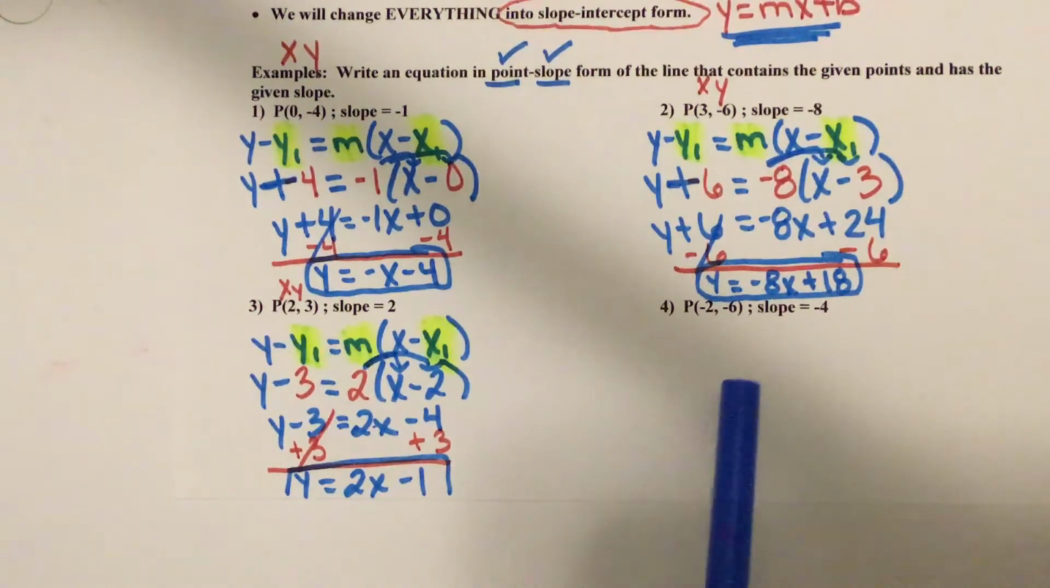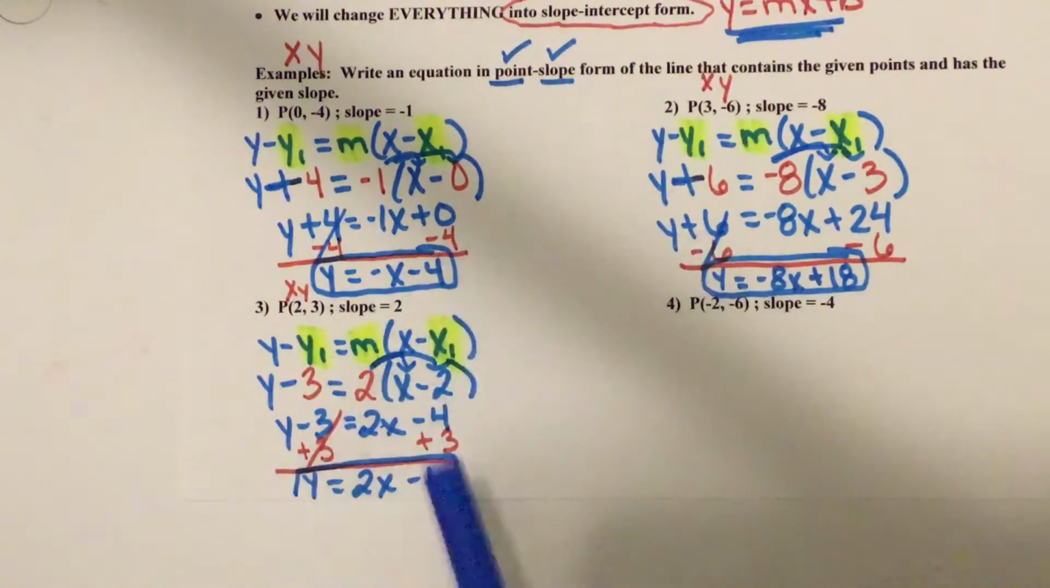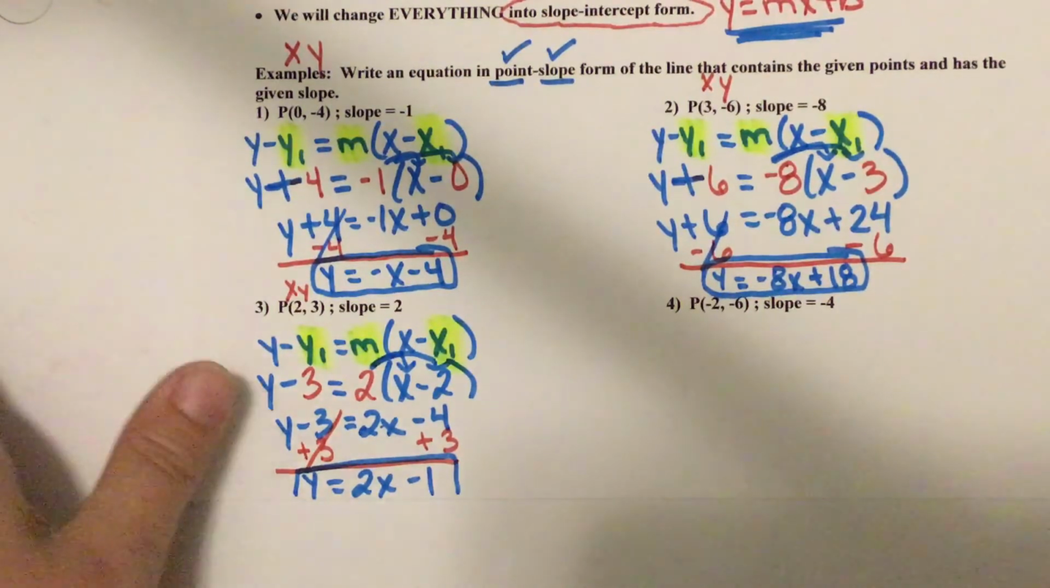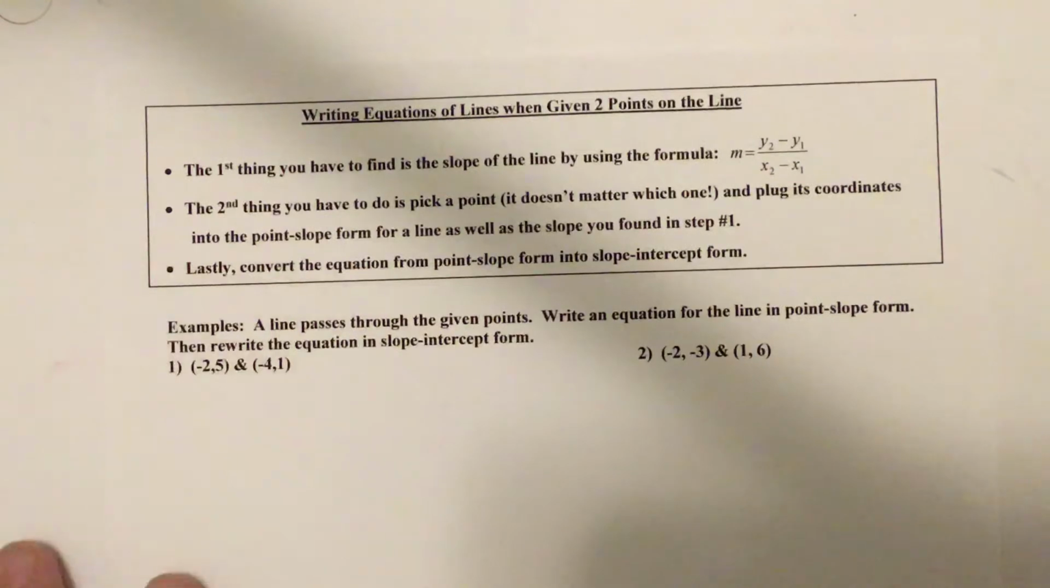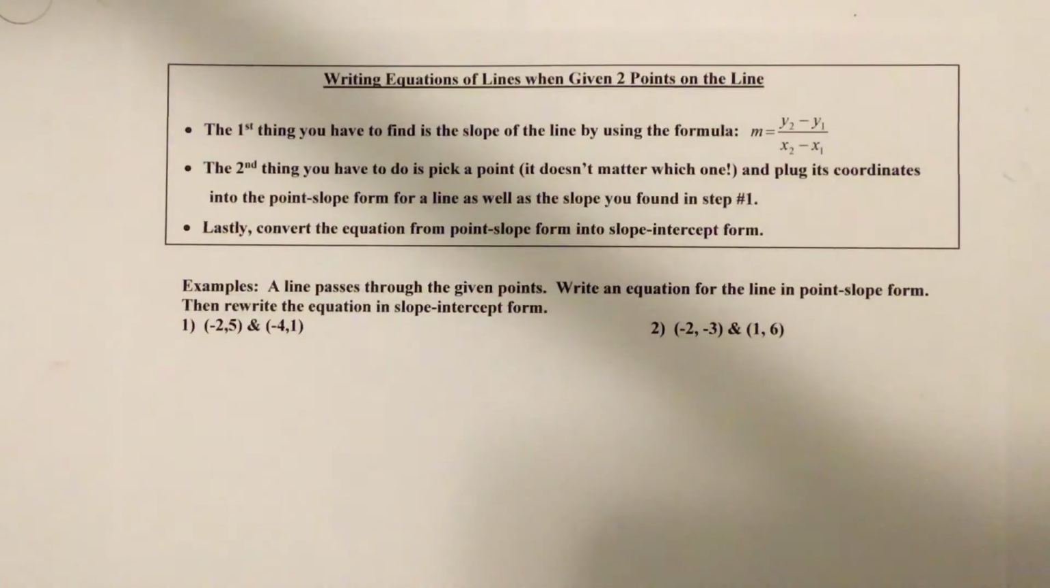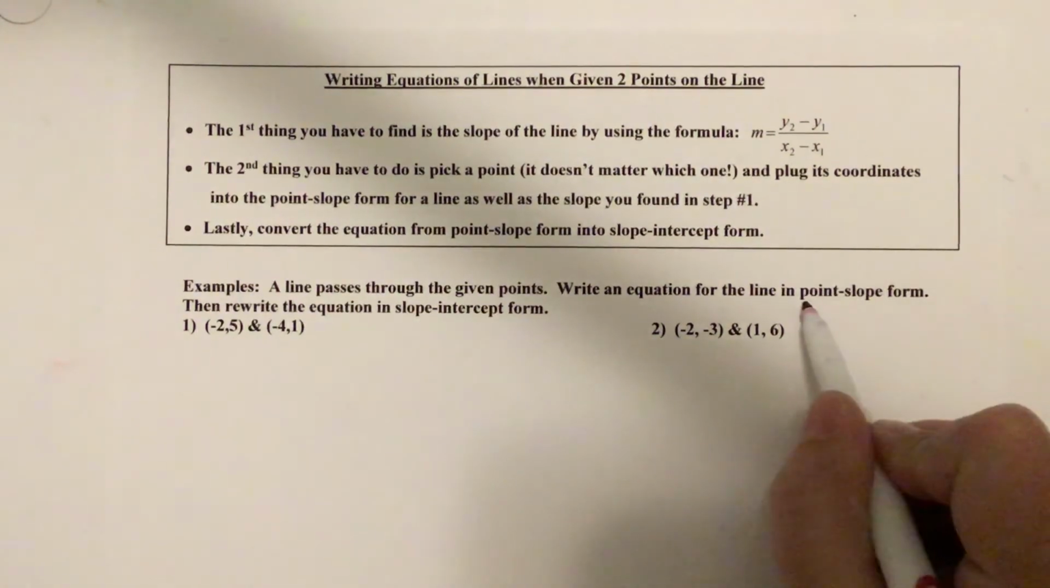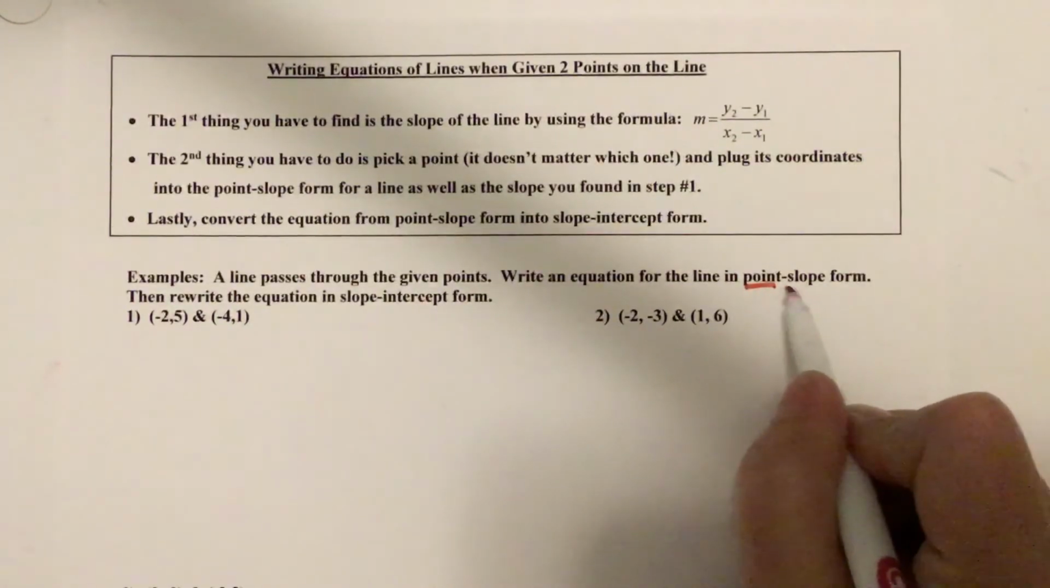Okay, I think I'm going to skip number 4 because we're going to do more of this on the next page anyway. So hopefully you're pretty much getting the hang of it. Okay, so let's look at the next page. So we have a little something extra to do here. All right, so remember I said we could put an equation in point-slope form as long as we have a point and we have a slope.